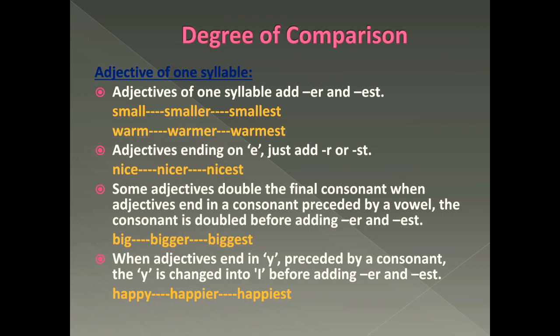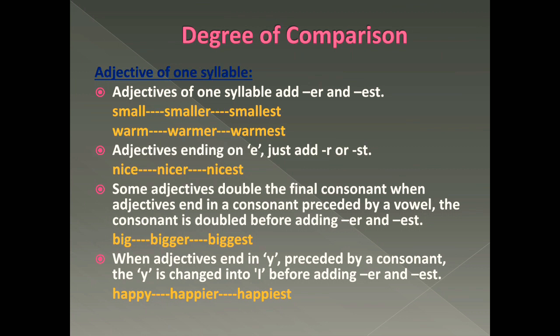Next, some adjectives double the final consonant. When adjectives end in a consonant preceded by a vowel, the consonant is doubled before adding er and est. For example, in the word big, we can see that the final consonant G is preceded by a vowel, that is I. So here, when we change it into comparative and superlative degree, before adding er and est, we have to double the consonant. So we have to write bigger and biggest with double G.